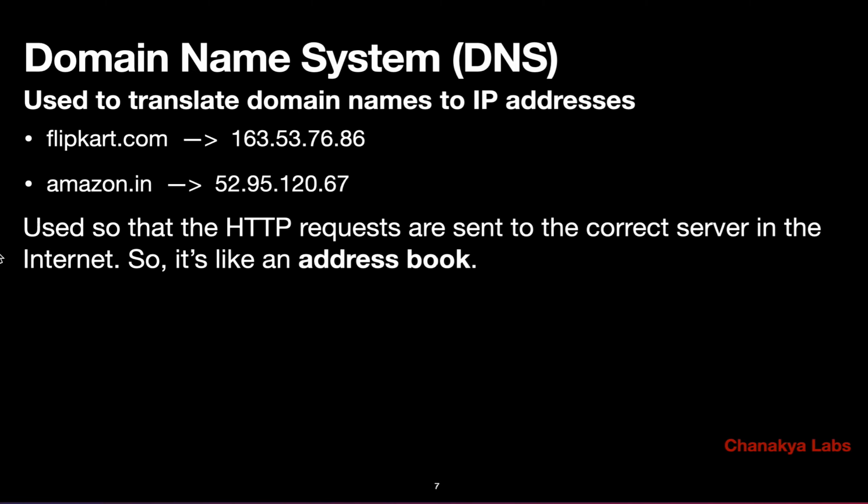Okay. Now we can see that it is used so that the HTTP requests are sent to the correct server in the internet, and that is obvious, right? Because the addressing mechanism is basically the IP address. This is just a human readable name, right? So essentially, this domain name system is acting like an address book. So this person, what is their address?